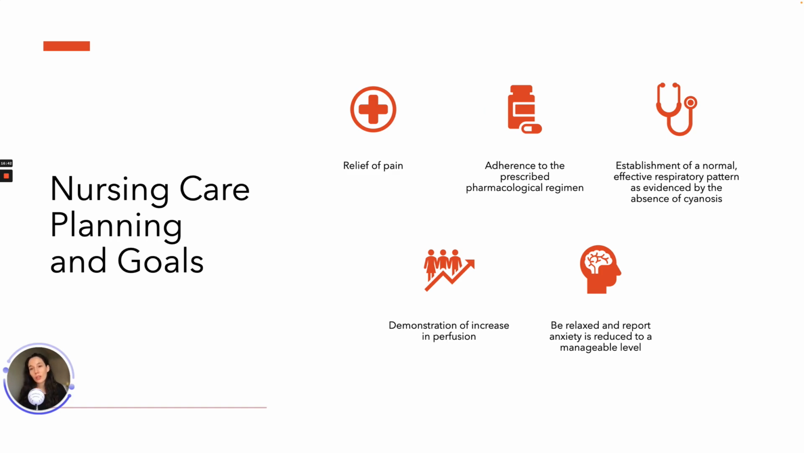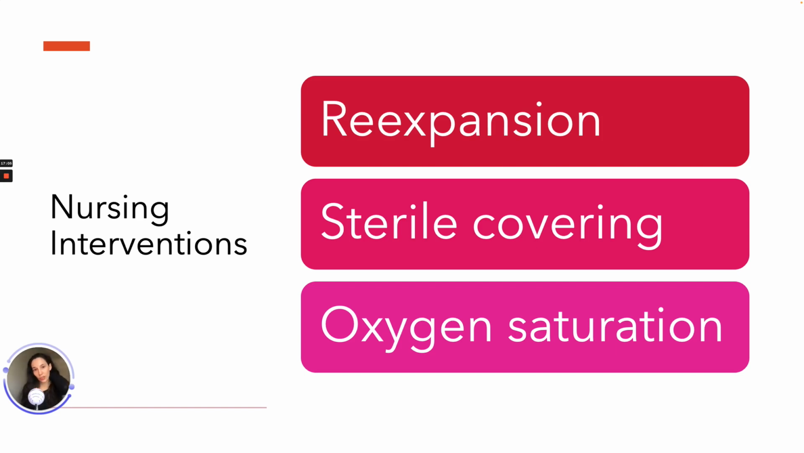Nursing care planning goals can include relief of pain, adherence to the prescribed pharmacological regimen, establishment of normal active respiratory patterns as evidenced by absence of cyanosis, demonstrating increased perfusion, and being relaxed with reported anxiety reduced to manageable levels. Our nursing interventions will include re-expansion, so the patient will be instructed to inhale and strain against a closed glottis to re-expand the lungs and eject the air from the thorax. We'll also use a sterile covering, so the opening is plugged by sealing it with gauze, and oxygen saturation will be monitored.